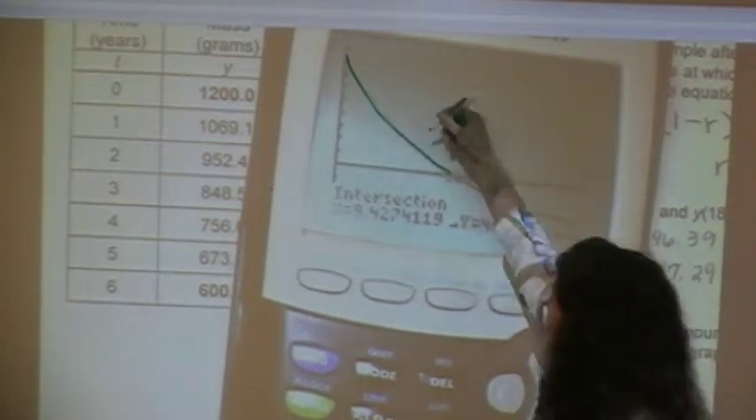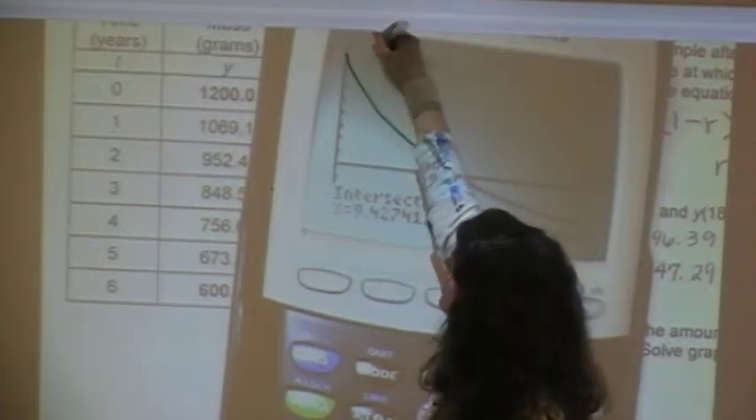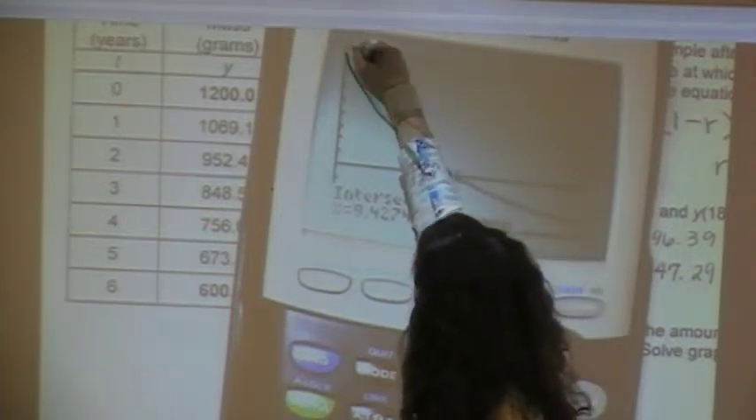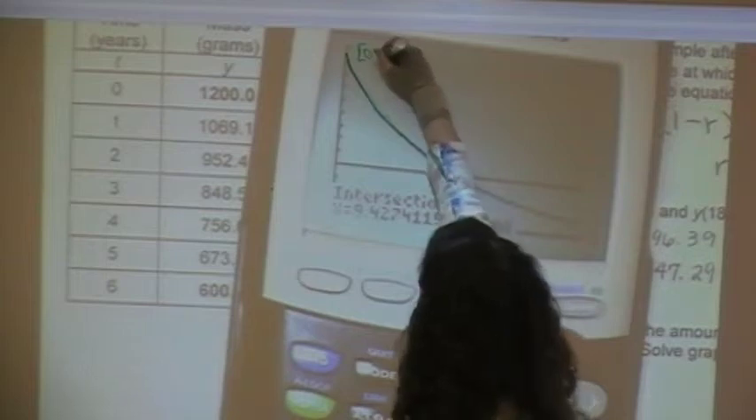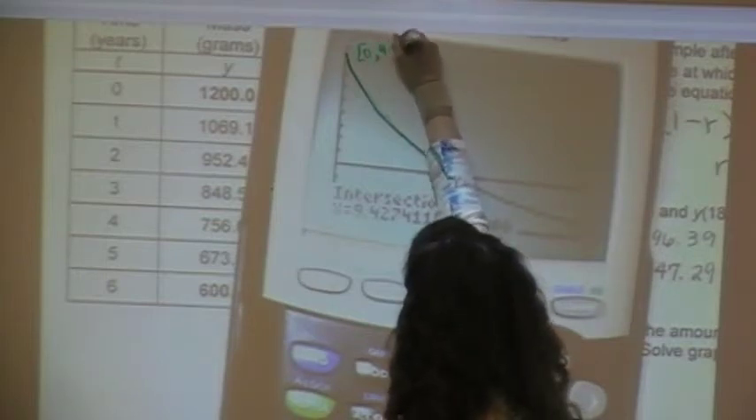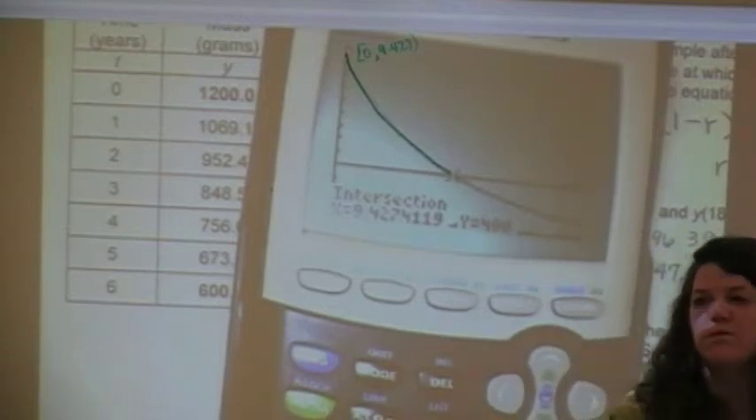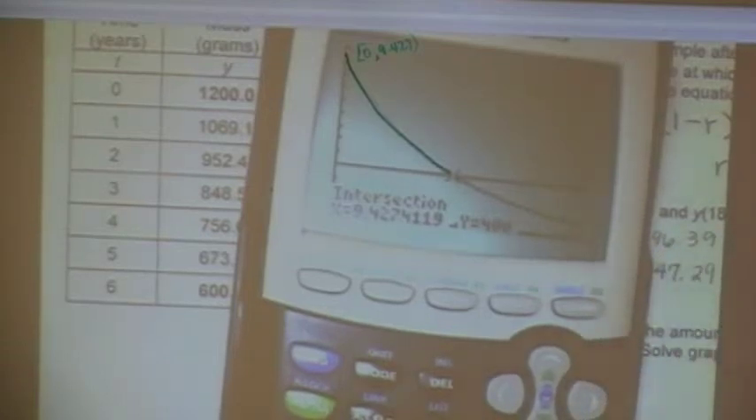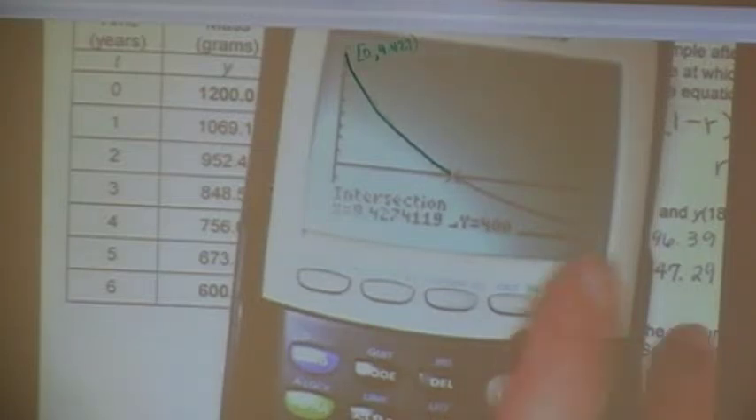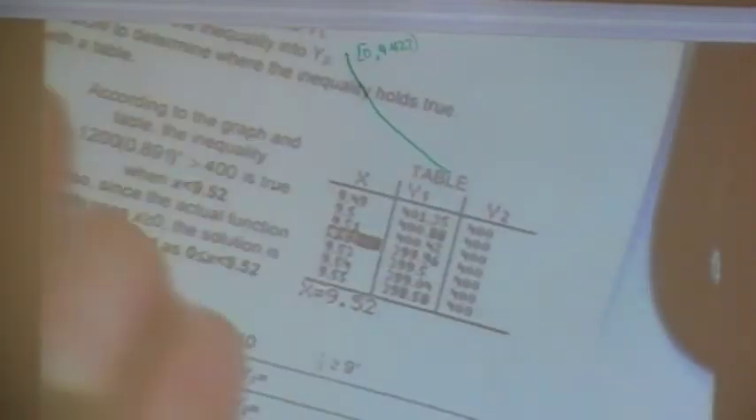What is the X value right here? 0. So I go from 0 to 9.427. 9.427 is not included because it didn't ask me where it was greater than or equal to 400. It asked where it was just greater than. Is everybody okay? Now, if you look at the top, they just did all what we just did. That's what this is.